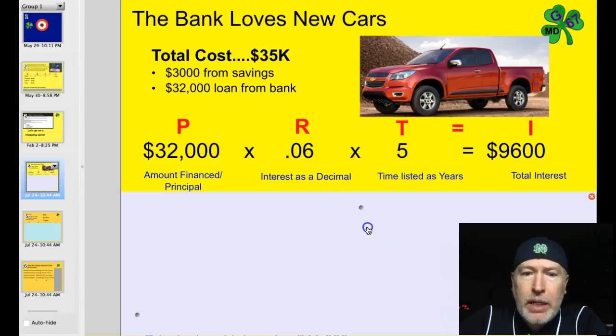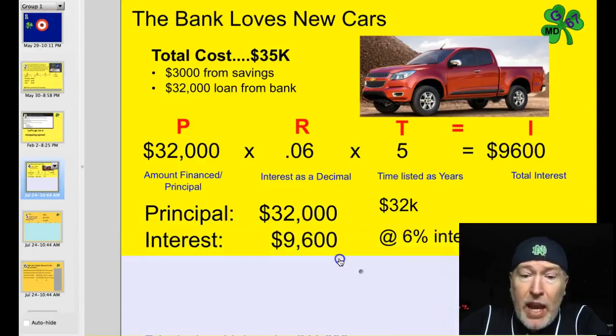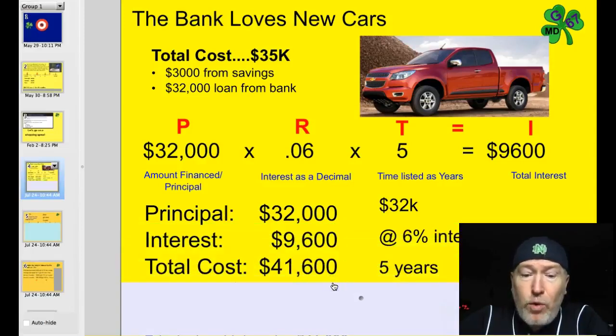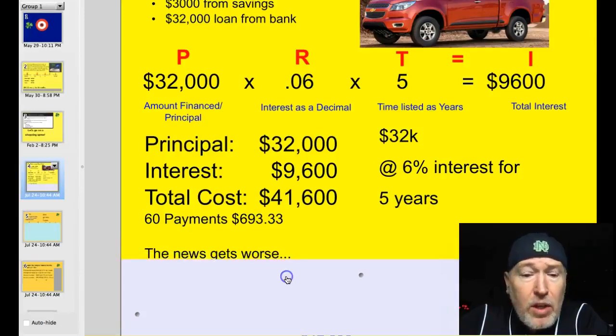That's a lot of money, especially when you consider that you have to add that to the principal, the amount of the truck. So if you add those two together, the truck would cost $41,600. If you took that and divided that amongst the 60 months, 5 times 12 gives you 60, 12 months in a year, 5 years, the payment would be nearly $700 per month, $693.33 to be exact. Yikes.